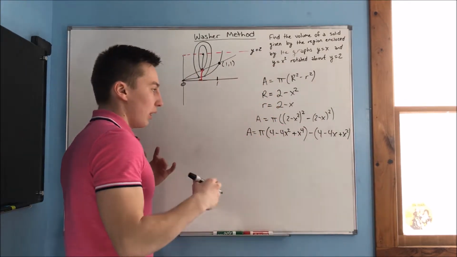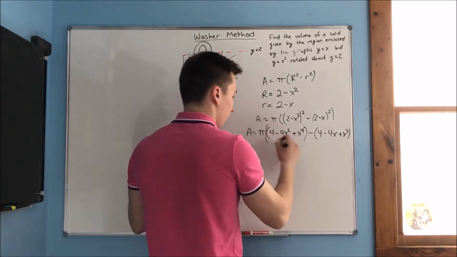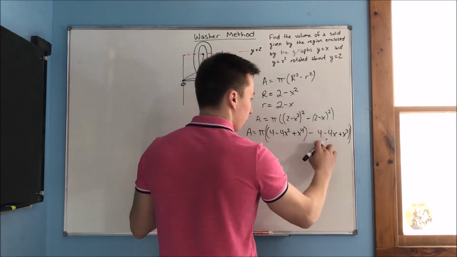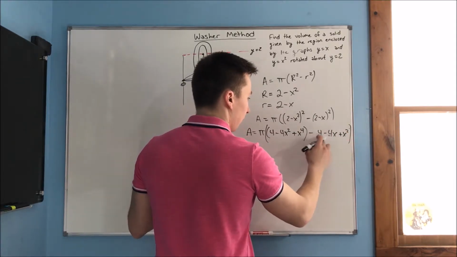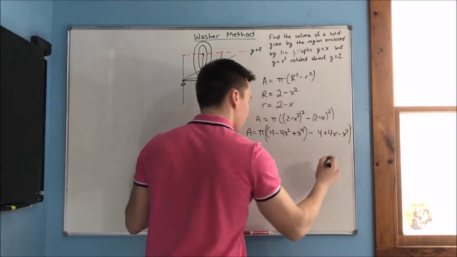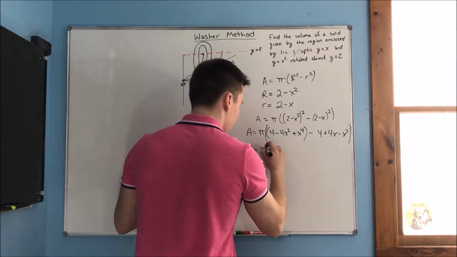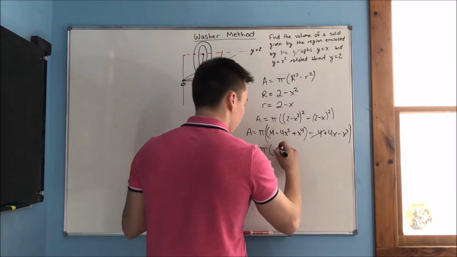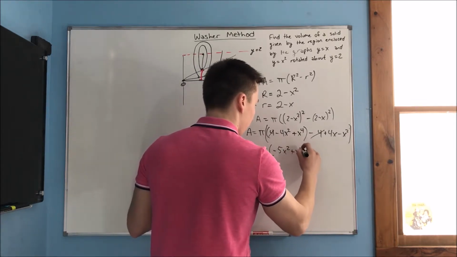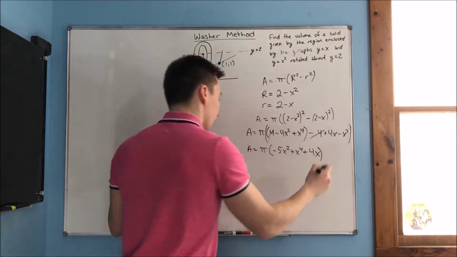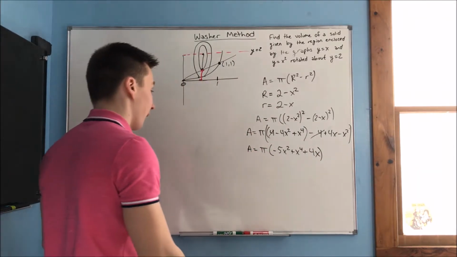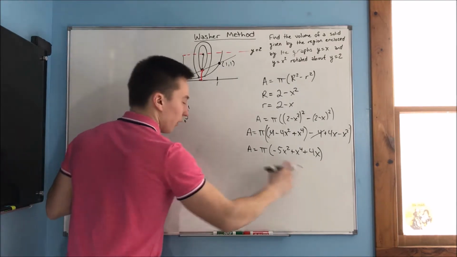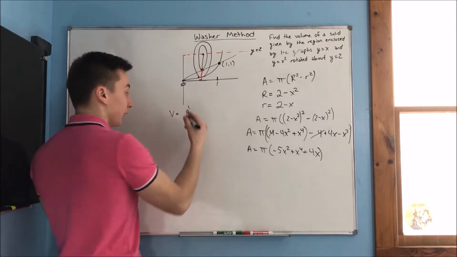Alright, so now we can just combine like terms here, and we will end up with our area. Alright, so this becomes a minus, we take this parentheses away, minus plus minus, area equals pi times, 4's cancel out, we get a negative 5x squared, we get a plus x to the 4th, we get a plus 4x. Alright, and now we're going to integrate with that. Okay, so our volume is going to equal the integral from 0 to 1 of this. Okay, so we can already pull that pi out, honestly, if you want to.